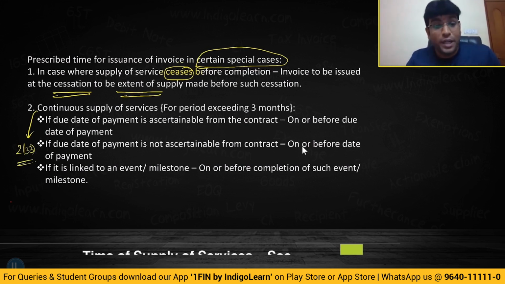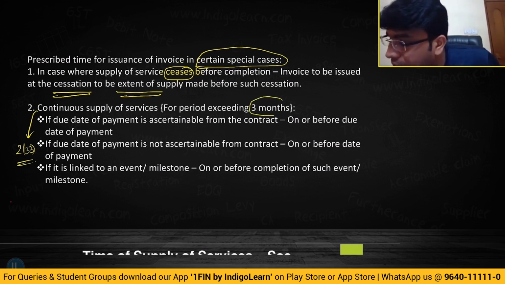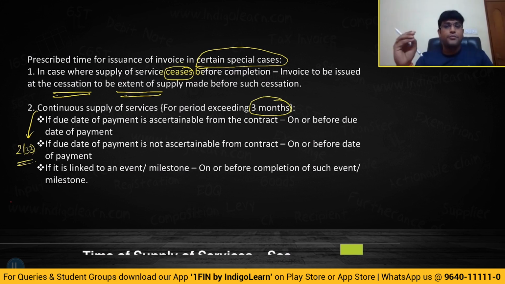Sometime back what I wrote was 232. 232 was continuous supply of goods. 233 is continuous supply of service. And continuous supply of service means service given under a contract for a period exceeding 3 months. This is very important. Continuous supply of service means service provided under a contract on a recurring basis for a period exceeding 3 months. That's very important.